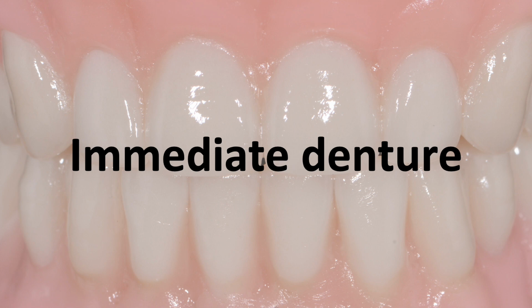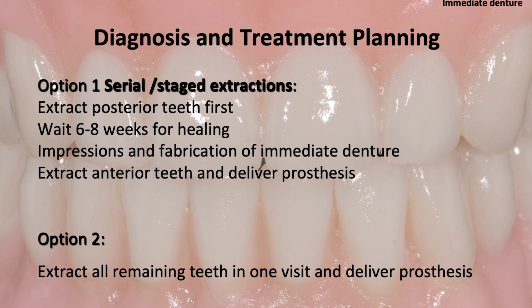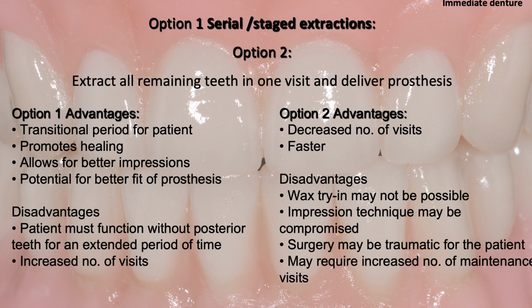For the next topic, immediate denture, you should definitely know what options we have in terms of approaching this treatment surgically, whether we extract strategically posterior teeth first and then anterior teeth later, or extract all teeth at the same time. Based on those 2 strategies, you should know pros and cons of each one.